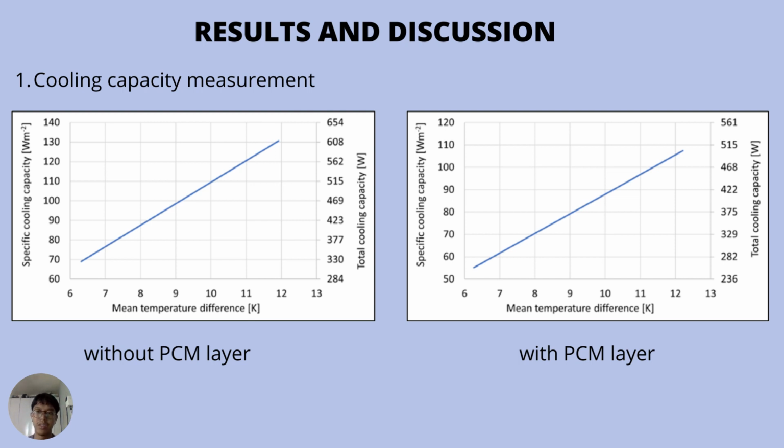Also, we can say that the cooling capacity for the system when the PCM layer was used is 20% lower than the cooling capacity when there is no PCM layer. This is because the PCM, or the phase change material, has a low thermal conductivity, which leads to this result. And we can also say that the stabilization process for the system with no PCM layer was faster compared to when there is the PCM layer.